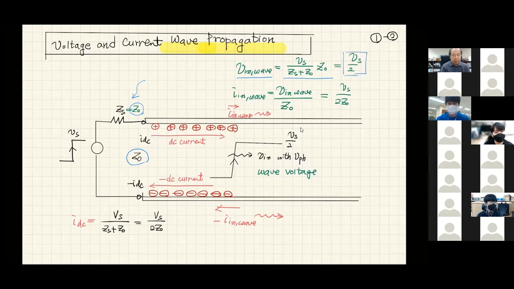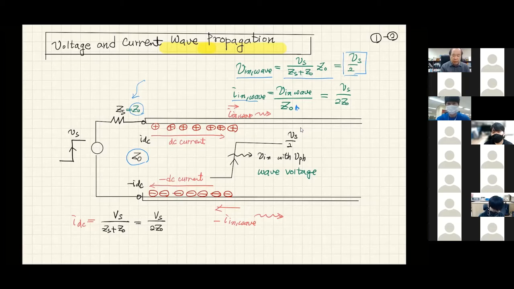So in circuit theory, we have 1 volt here. Then if we turn on the switch, we may assume by mistake that a 1 volt wave will be propagated. That is not true. In transmission line theory, only half the voltage is propagating along the transmission line. And of course, the current wave will be obtained by dividing this wave voltage by the characteristic impedance.